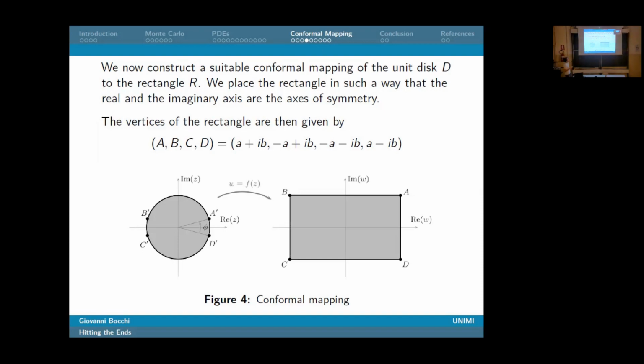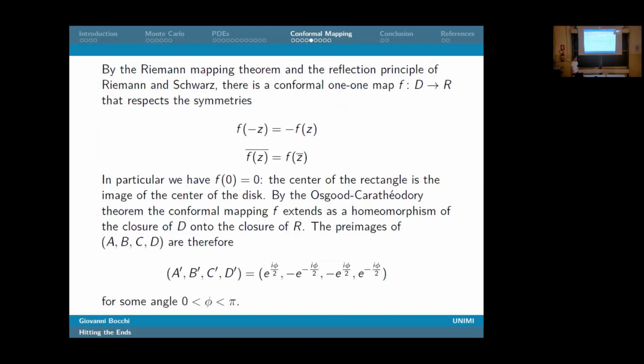So, okay, we should try to find this map where A, B, C, and D are these numbers in the complex plane, where A and B are not the usual letters that we use for defining complex numbers, but are those of our problem. So there are a bunch of results that allow us to obtain this map.